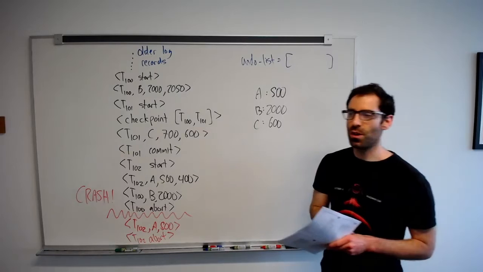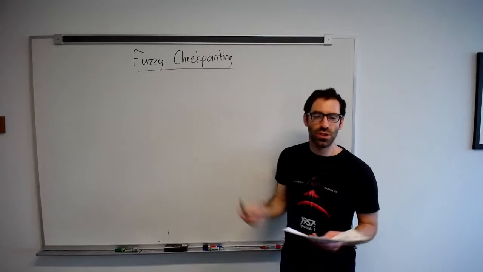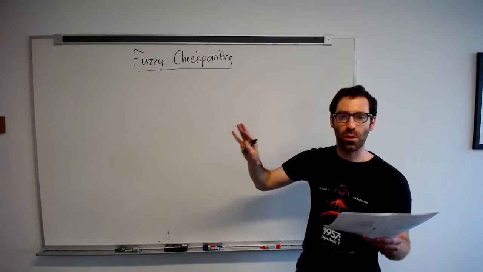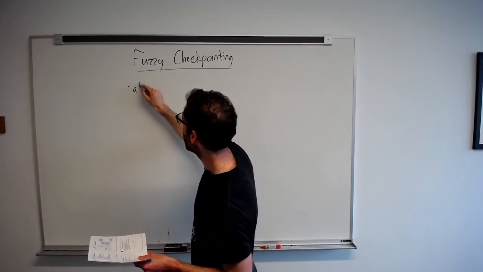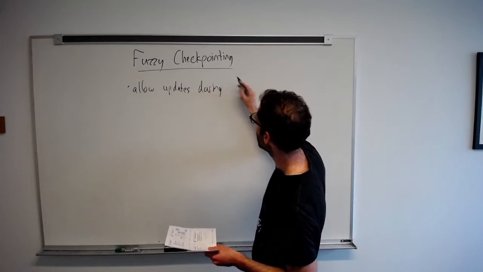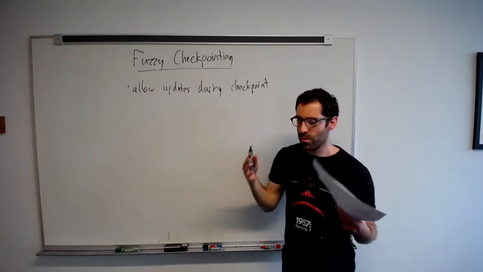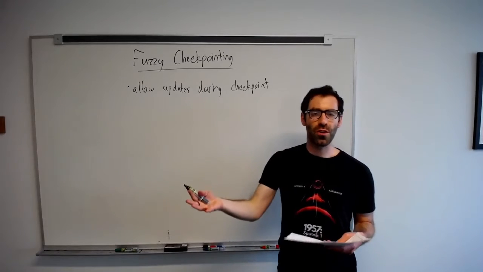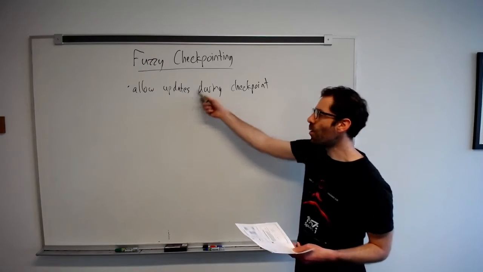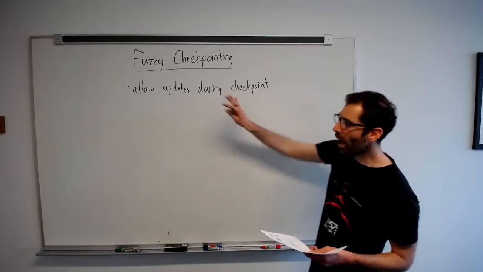And this is going to involve a strategy called fuzzy checkpointing. So fuzzy checkpointing sounds cute and cuddly, and the whole idea is that we're going to allow updates during the checkpoint. So in order to not pay this huge overhead for our checkpoint in having to freeze all transactions, we're going to allow updates to happen. So how is that going to work?